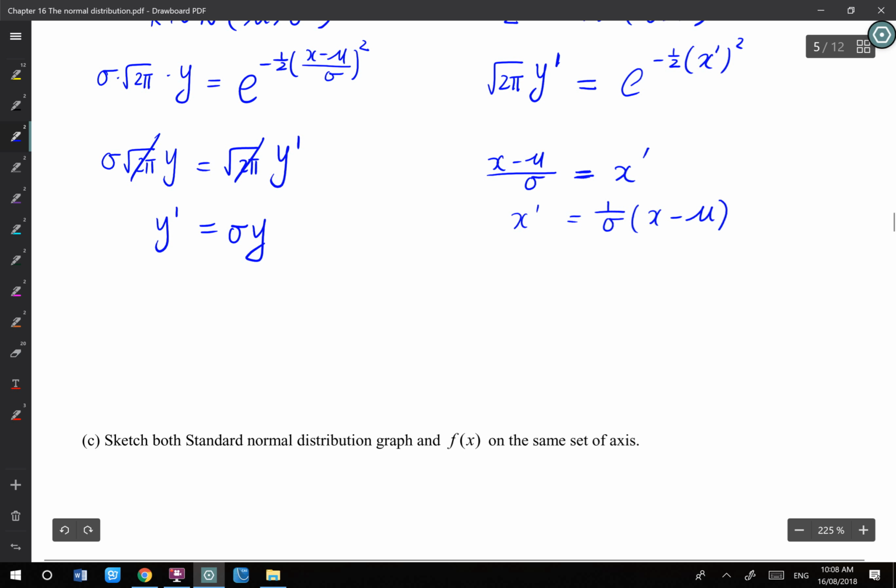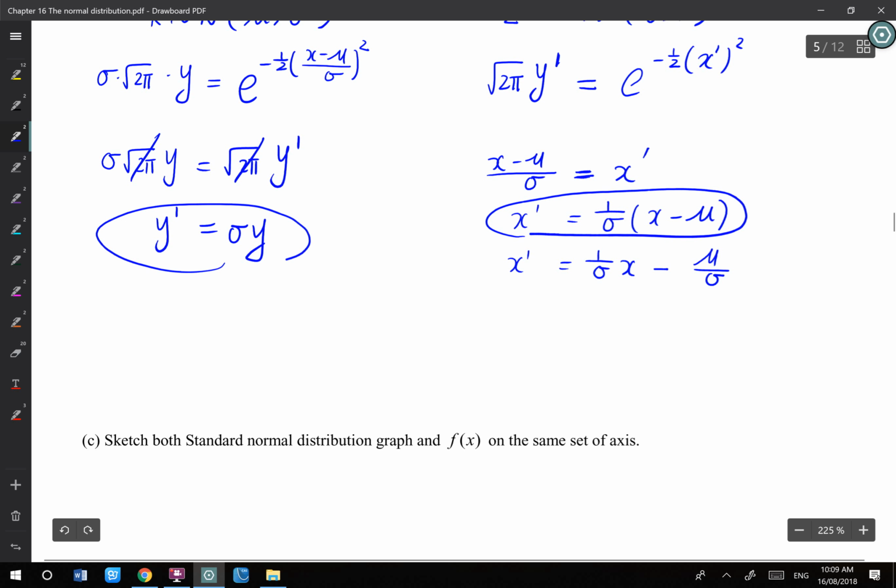But I can describe translation first and then dilation, or I can describe dilation first and then translation. I can say x dash equals 1 over sigma times (x minus mu), or x dash equals x over sigma minus mu over sigma. I can describe dilation by 1 over sigma first and then translation by mu over sigma. So what I will do, I will use this one.